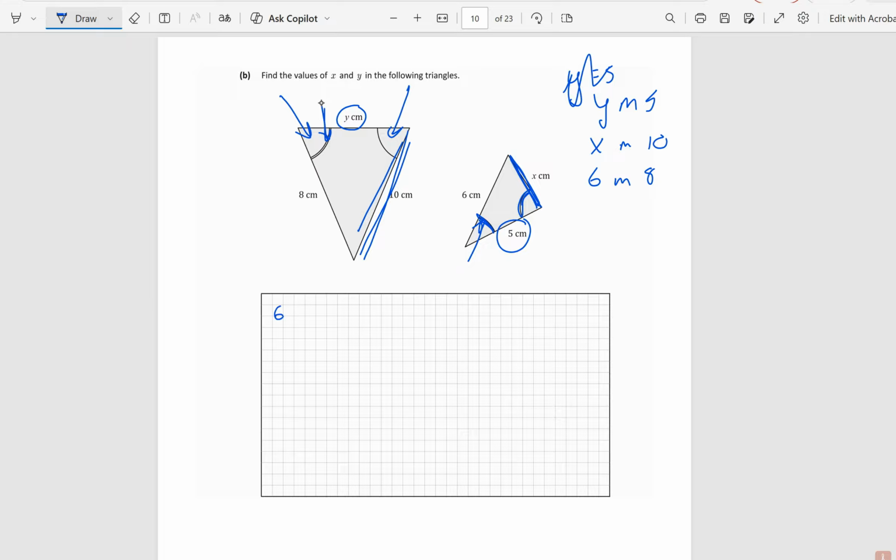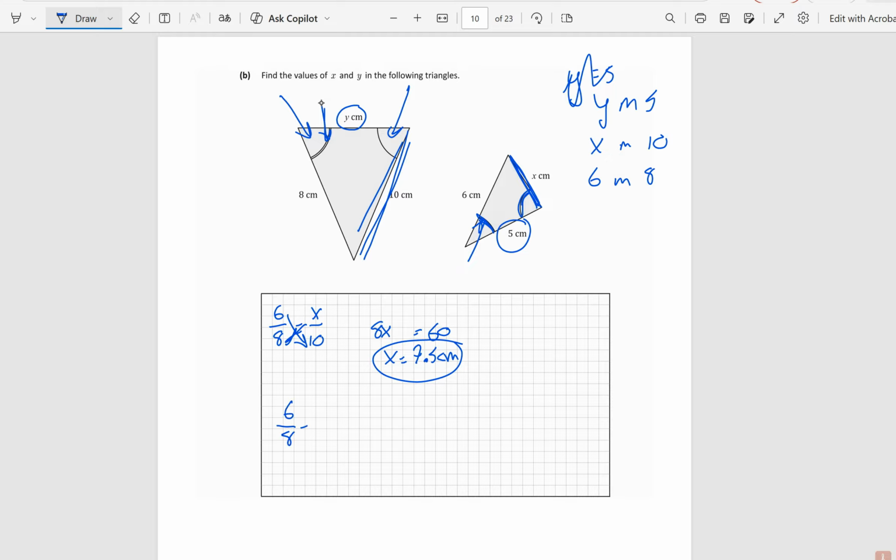So we can put one over the other. 6 over 8 equals, we'll take anything we want, x over 10. If we cross multiply, we get 60 equals 8x. Divide by 8, divide by 8. We get x equals 7.5 centimeters. So there's x.